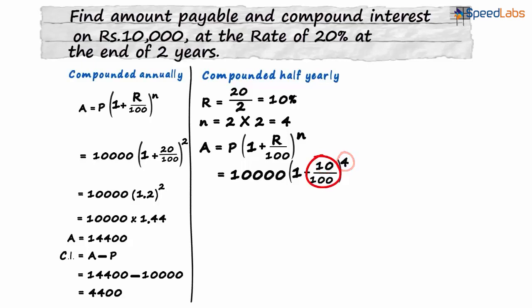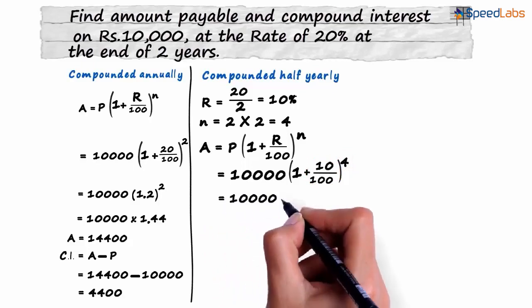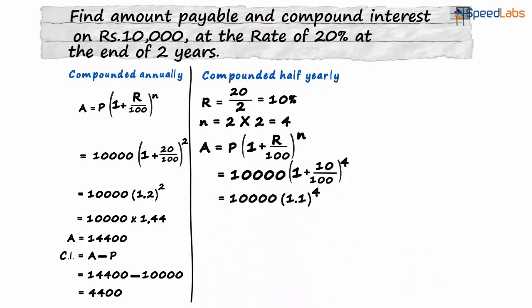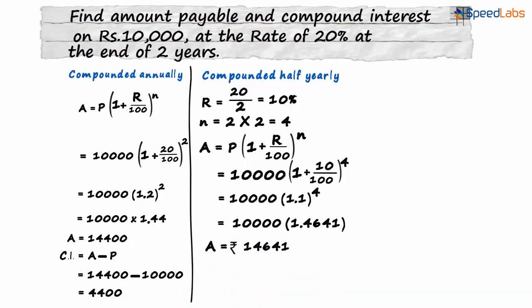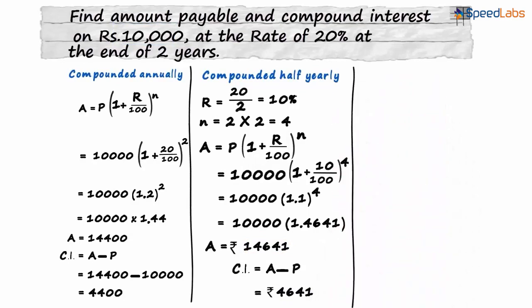This value is 0.1. That will equal 10,000 multiplied by 1.1 raised to 4. And this equals 1.4641. The amount equals 14,641. So the compound interest will equal the amount minus the principal, which will equal 4,641 rupees. You can see that as the frequency of compounding increased, the compound interest at the end of the period also increased. Now we come to the last part of the video.